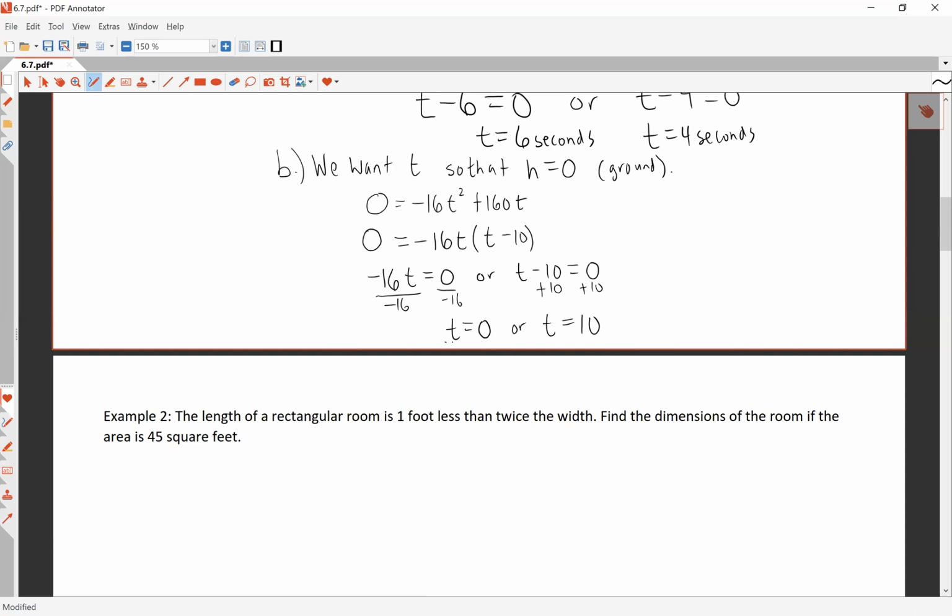So we know that it was at the ground at 0 seconds because that's where we shot it from. So it's 10 seconds later. After 10 seconds, the rocket strikes the ground.